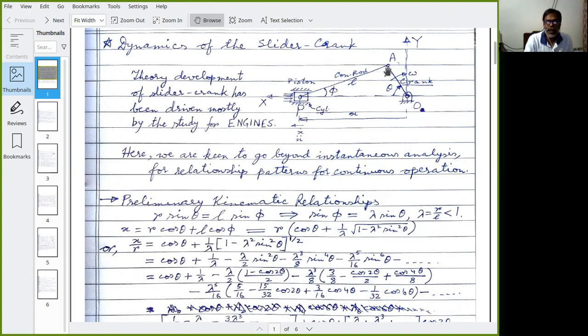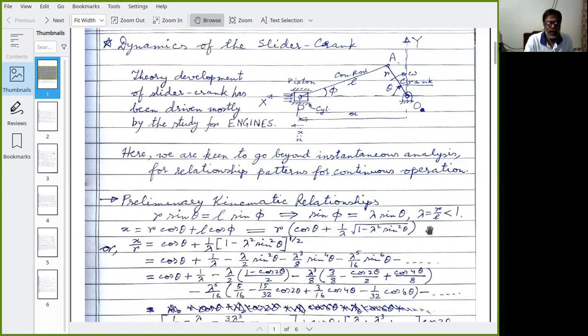Okay, so that was the vertical projection. Now look at the horizontal projection. r cos theta will be its horizontal projection, plus L cos phi, its horizontal projection, and together they will make up this piston position, the slider position. That is this. And here we put cos phi in terms of theta. So from here we get sin phi. So from sin phi you know how to get cos phi. That is square root of 1 minus sin square phi. And just we put that. So r we have taken common. So here it will be L by r, that is 1 by lambda.